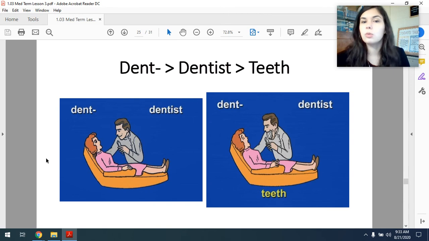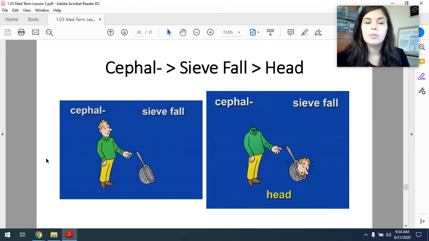Next we have dent. This one should be pretty easy because you all know what the dentist is, and the dentist is where you go to get your teeth cleaned. Dent, dentist, teeth.